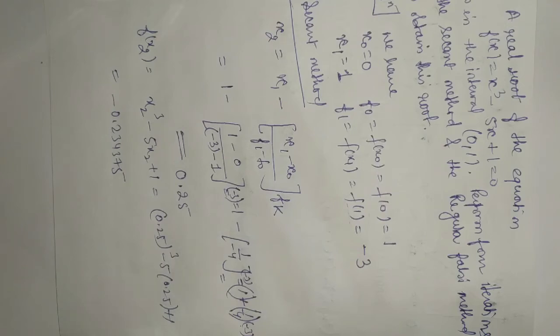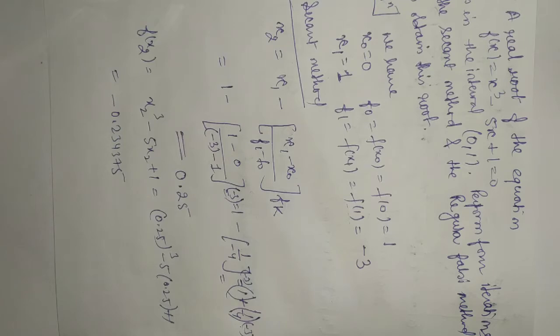Today we are going to solve the equation f of x is equal to 0 with the help of two methods, the secant method and the Regula Falsi method, which were discussed in an earlier video. So let's start with the question.